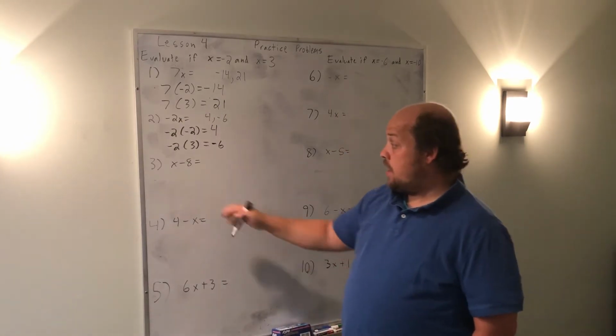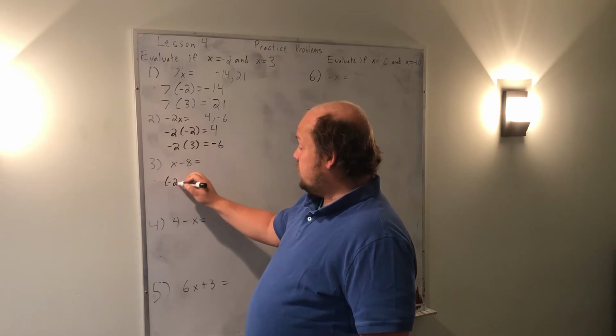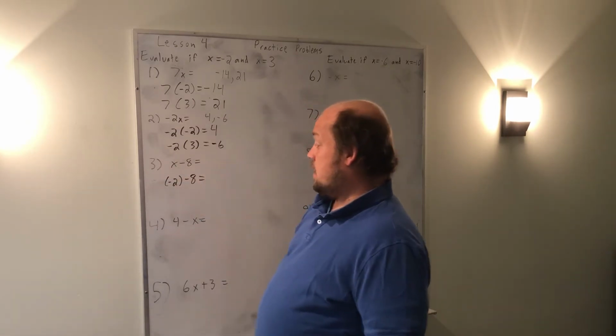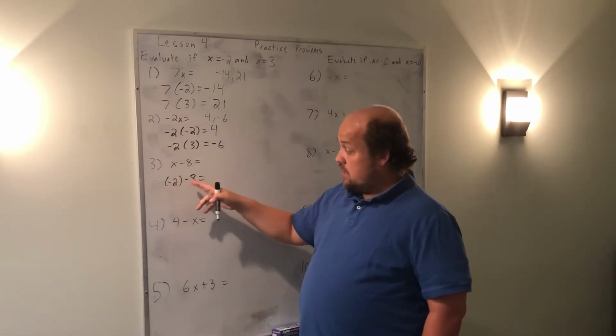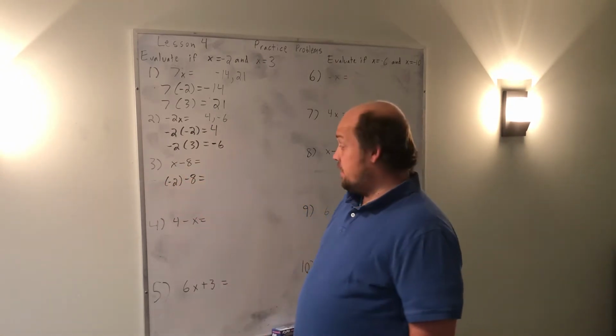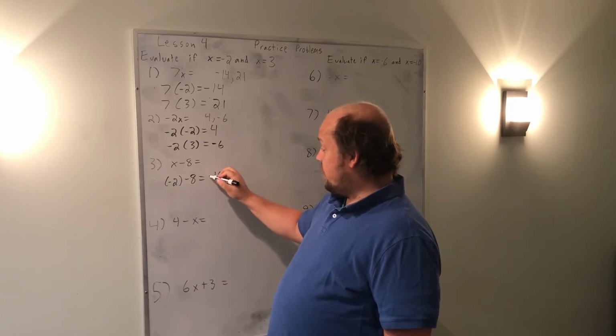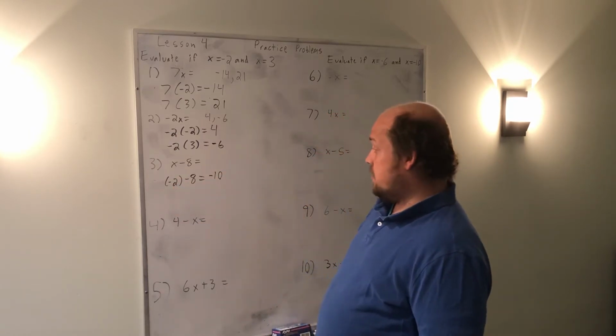In the third part, I'm plugging in and then subtracting 8. So when I plug in -2 and subtract 8, -2, -8, they have the same sign. We combine them and keep the same sign. 2 plus 8 gives me 10. Since they're both negative, it stays -10.